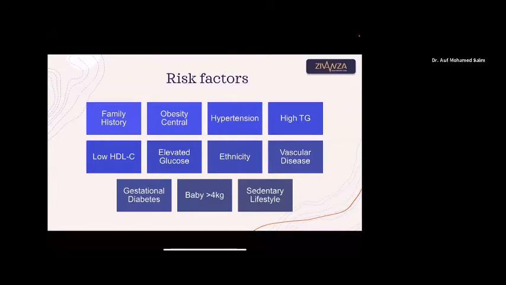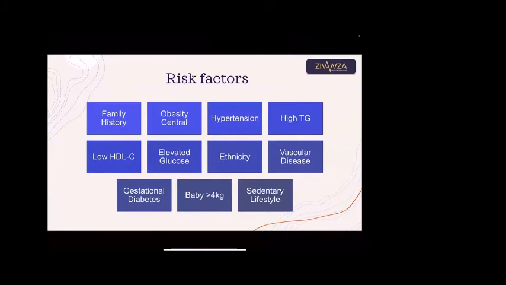Hypertension, a systolic of more than 150, that is the upper level of blood pressure, and the lower part, that is diastolic, of more than 90 can also predispose you to the same. Having high triglycerides in your lipid profile, a low high density cholesterol, what is known as the good cholesterol. Having high blood sugars, as we had mentioned earlier.